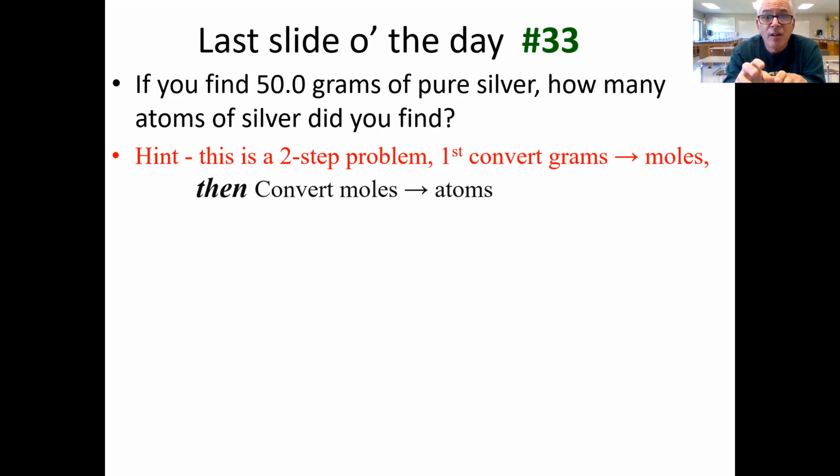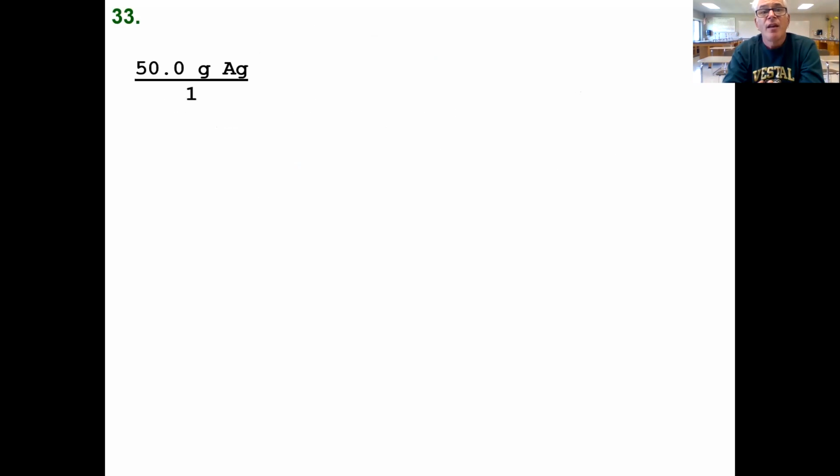2 steps. We're going to start at the starting point. What do we got? What are we starting with? Starting with 50 grams of silver. So this is what we do. 50 grams of Ag over 1. And we have to turn it into moles. We go from grams to moles, and then we go from moles to atoms.